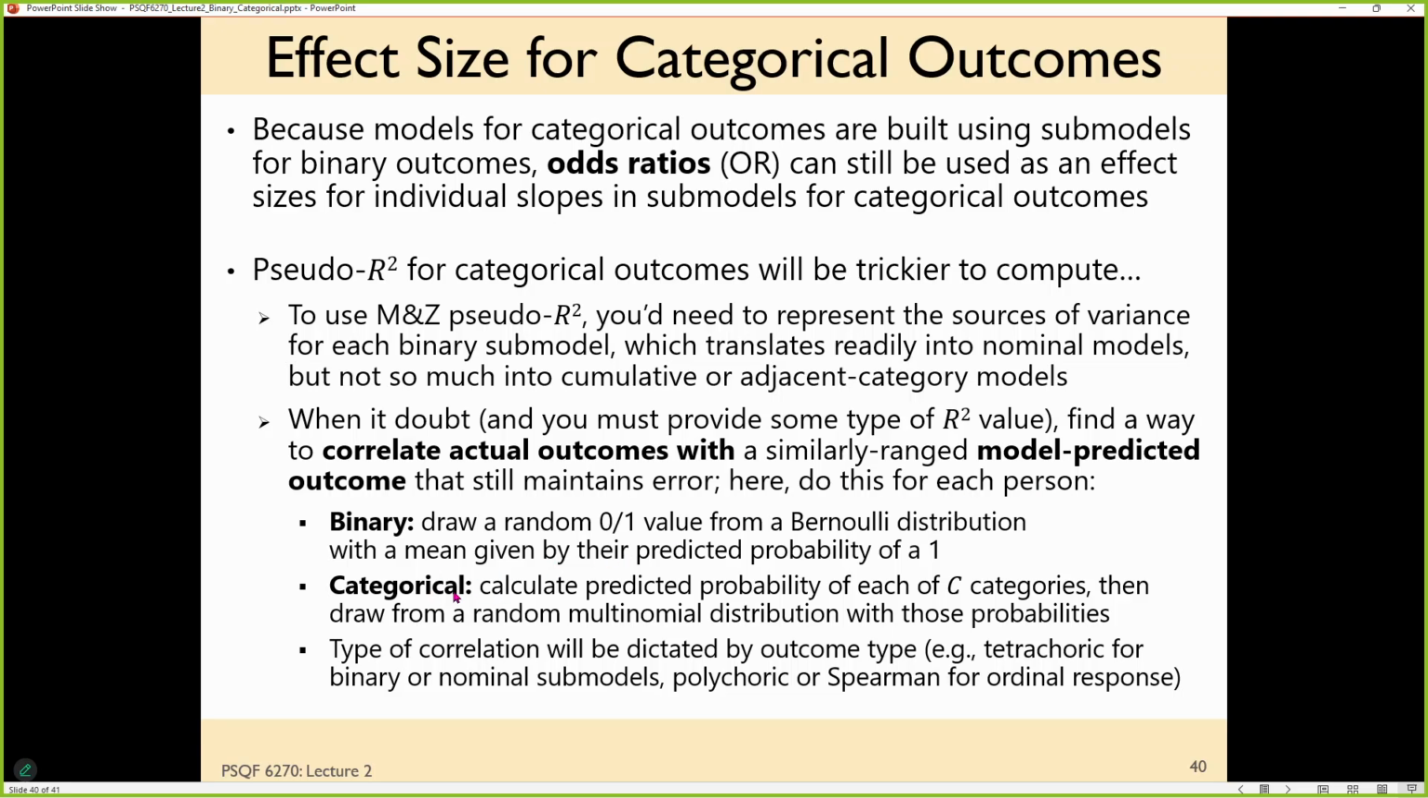The same thing would be true in categorical. You would start by generating a predicted probability of each category and then using those as means to draw a random draw from a multinomial distribution with those means. And then you have error in the prediction. So I would not do any kind of effect size that involves rounding because it's sort of cheaty. But that's what I'm going to say about that.